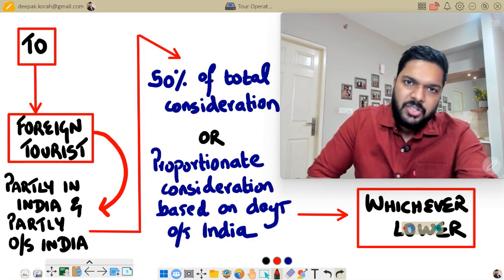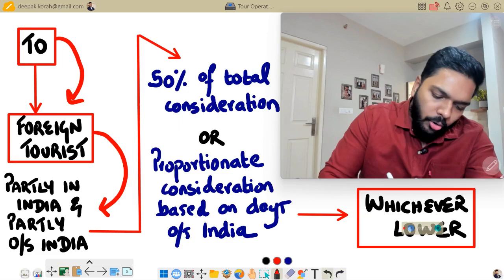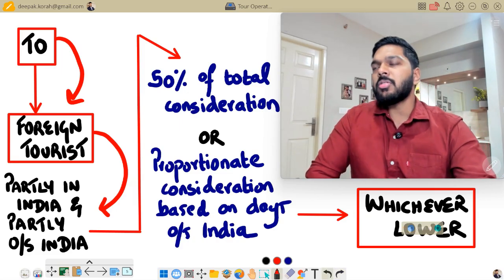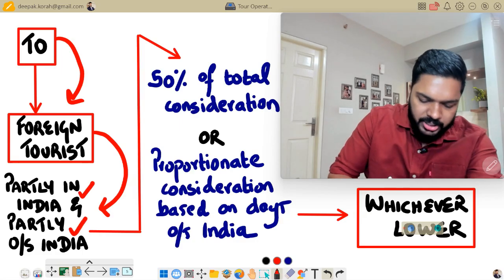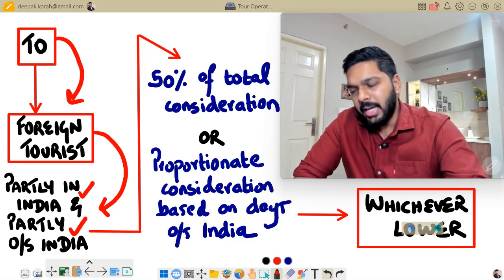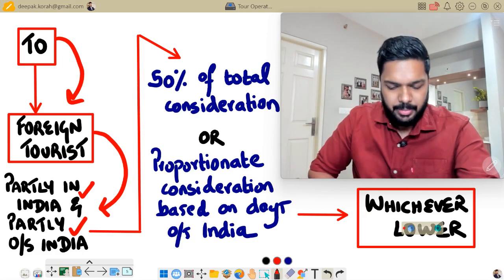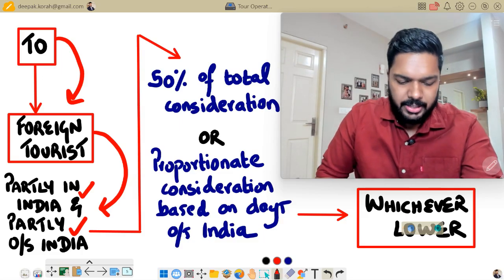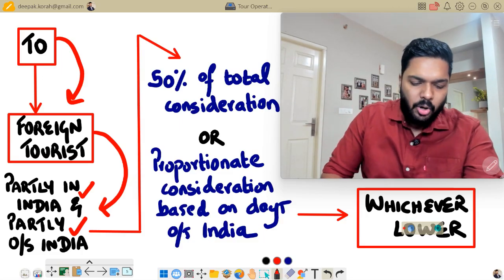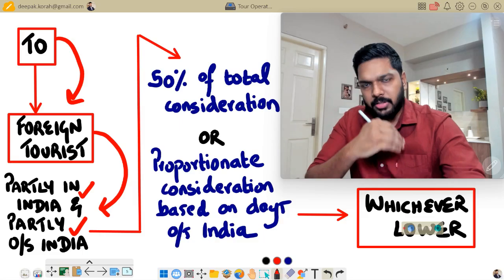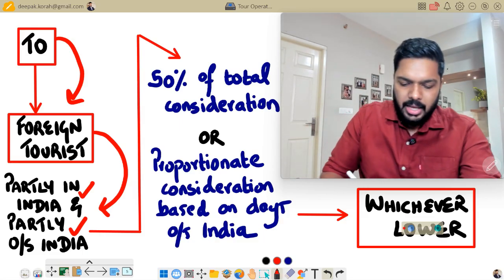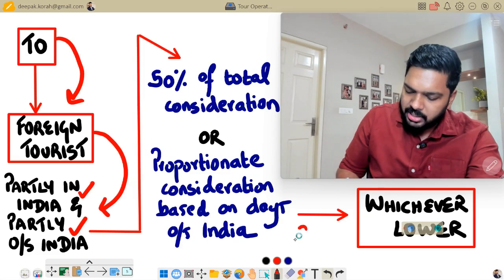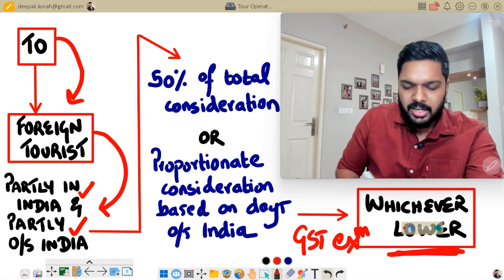Now, let's take a case where the tour operator is providing service to a foreign tourist, and that foreign tourist is doing a tour wherein it is partly in India and partly outside India. Is the entire thing exempt or is a part of it exempt? Well, the GST law says that as long as the foreign tourist is availing a service from a tour operator and it is partly in India, partly outside India, then you consider for GST exemption the lower of the two. And what is that?